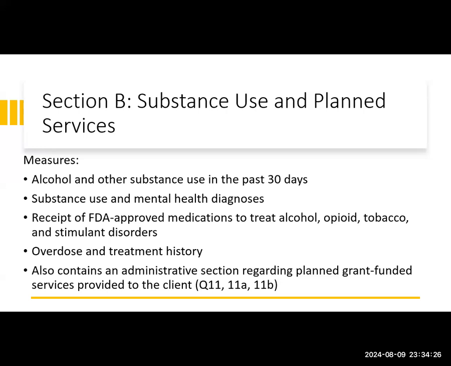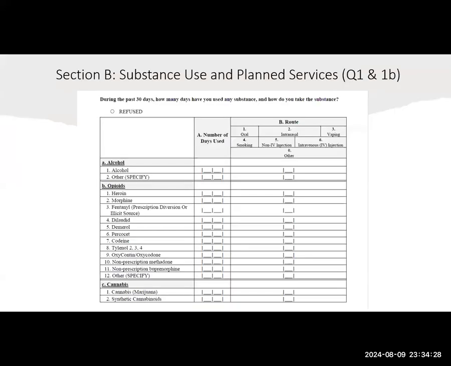For question 1 and 1B, you'll first ask the client, during the past 30 days, how many days have you used any substance? If the client can't report substances on their own, you should then read the list of substances here in this table on the slide. For example, we'll look at number 1. During the past 30 days, how many days have you used alcohol? If the client reports at least 1 day of use, you would mark that here under A, number of days used, and mark the number.